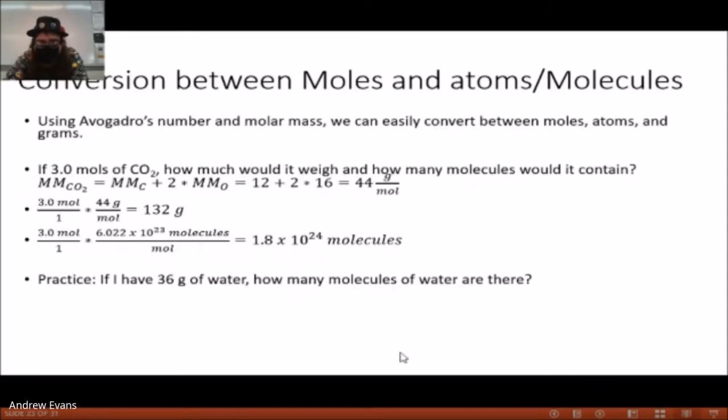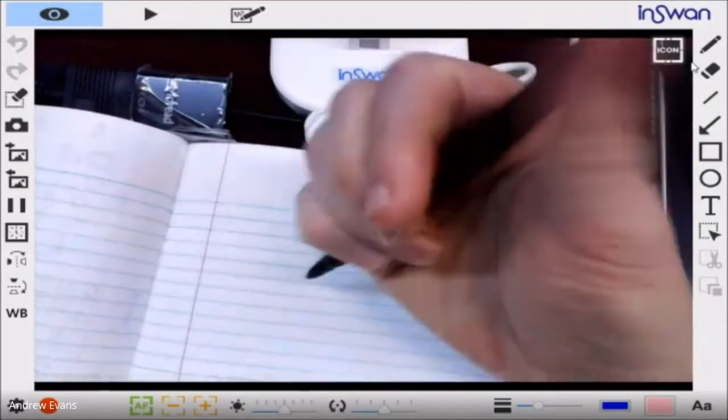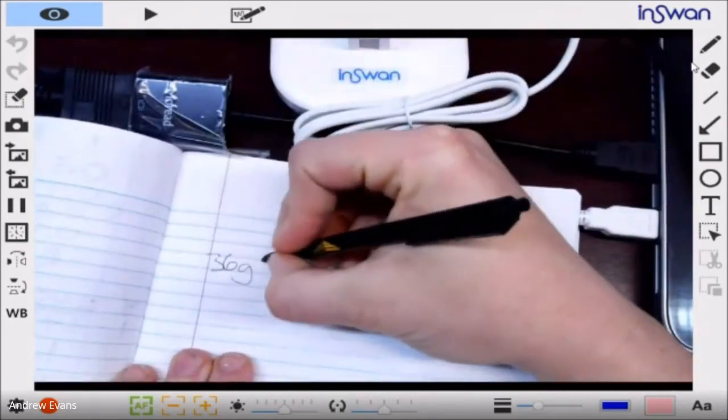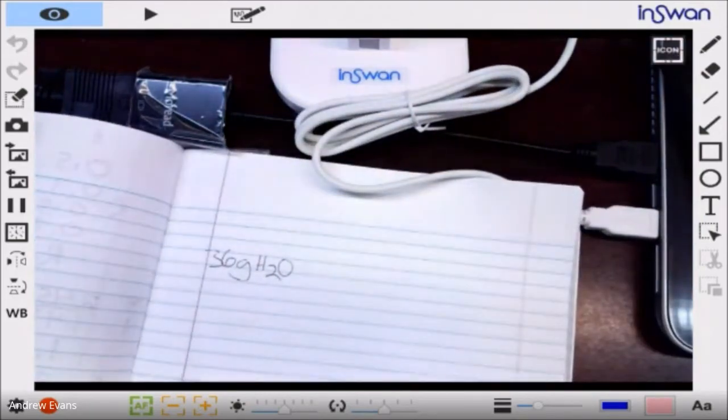So working my way one by one, what is the answer to this question? We have 36 grams of water. How many molecules of water are there? Our question was, if I have 36 grams of water, how many molecules of water do we have? Water is H2O. Let me check. Yeah, okay, H2O.